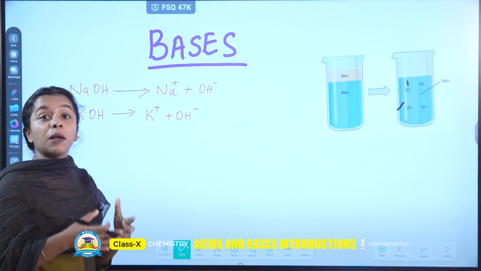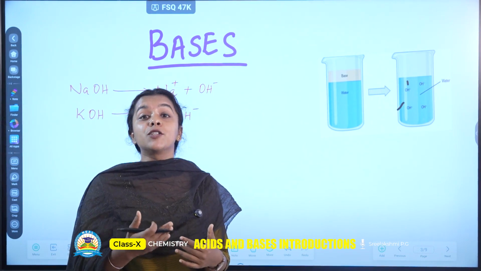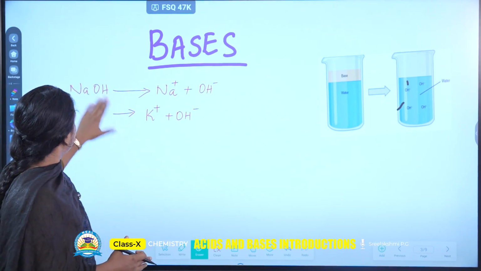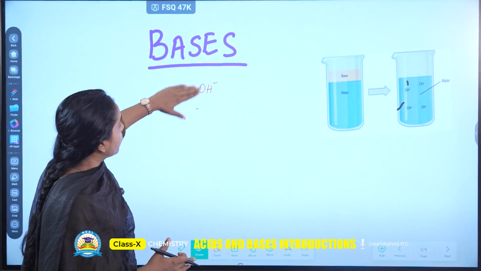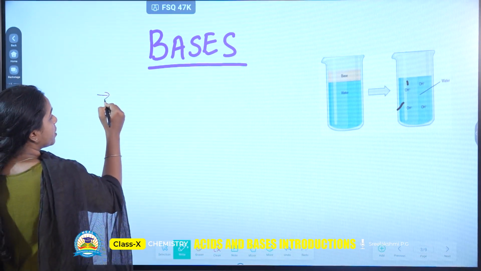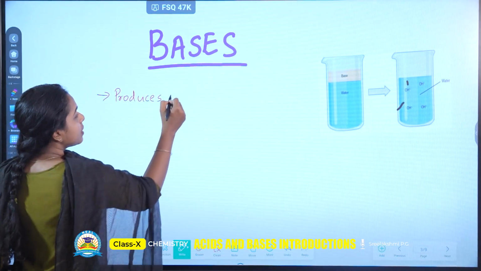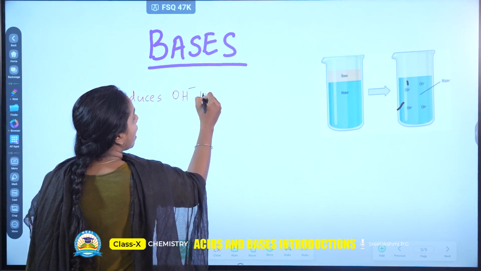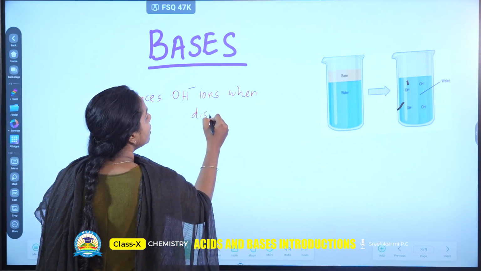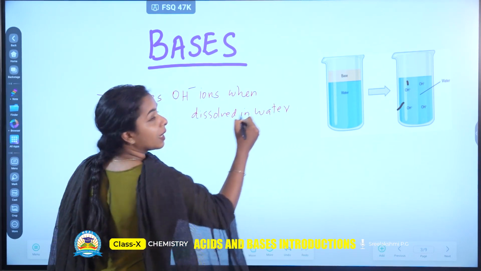So we can say that bases are the substances that produce hydroxide ions when dissolved in water. Understood? What is the definition of base? Yes, it will produce hydroxide. What is hydroxide? OH minus ions. So it produces OH minus ions when dissolved in water. So that is a base.